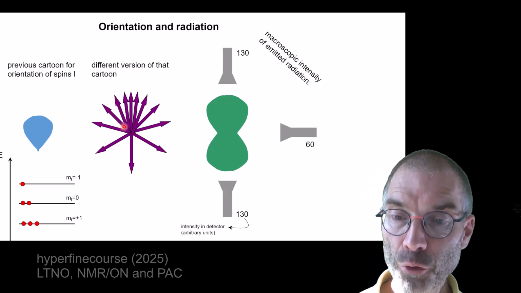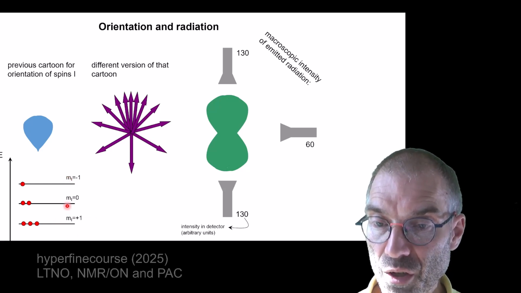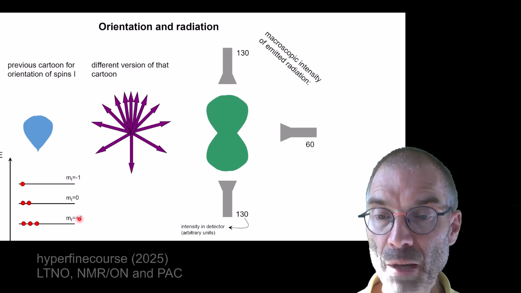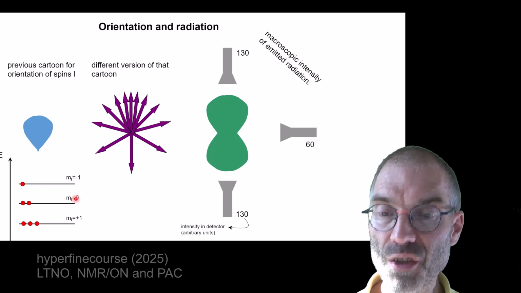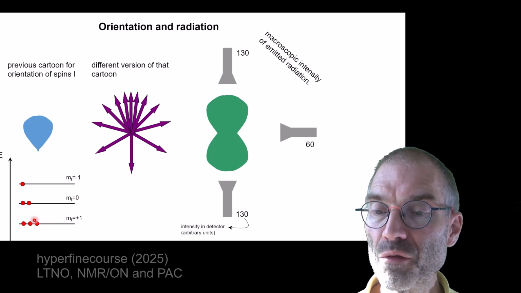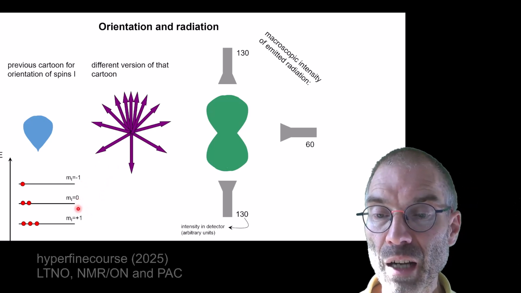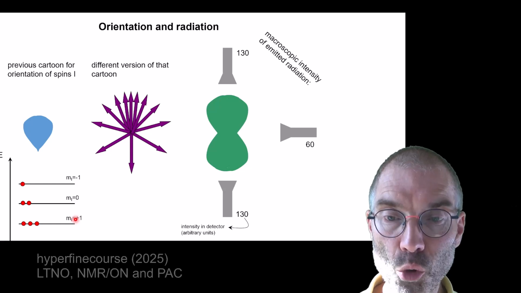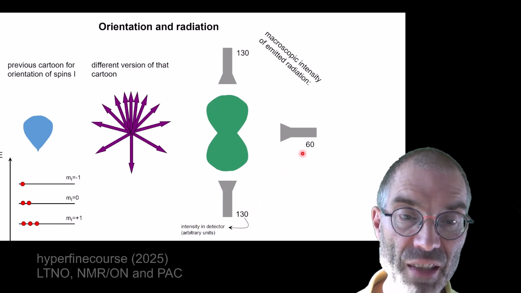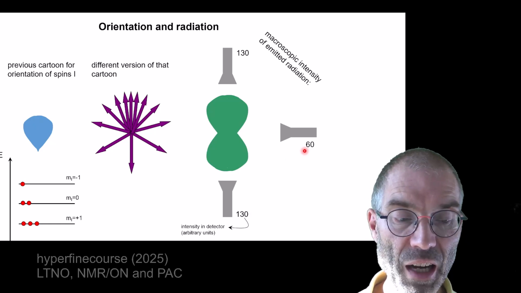The amount of orientation will depend on how far these levels are apart from each other. At a given temperature, a strong hyperfine interaction, where these distances will be large, will lead to a larger difference in occupation of the levels and therefore a stronger orientation than if the hyperfine interaction would be much smaller. So this intensity difference is also related to the strength of the hyperfine interaction.